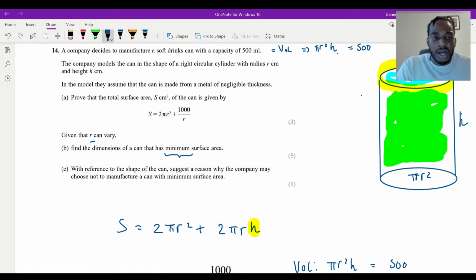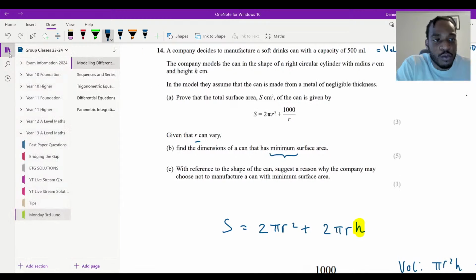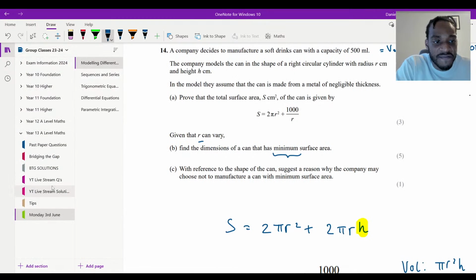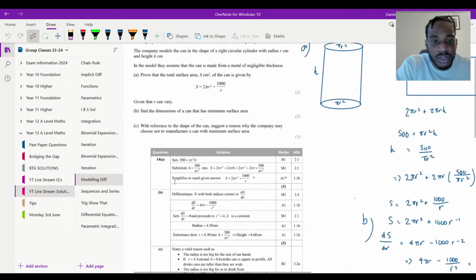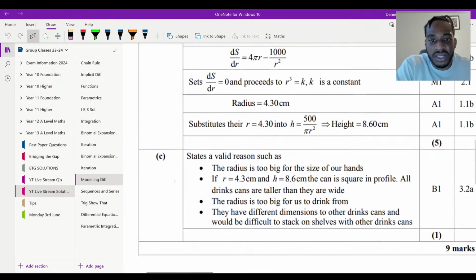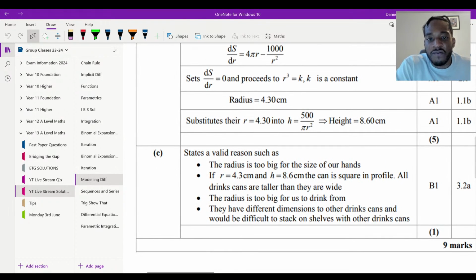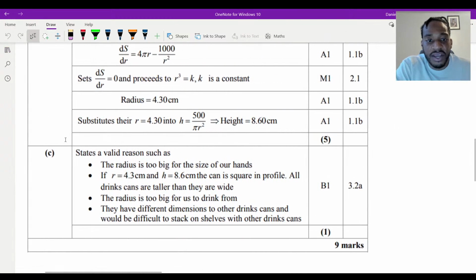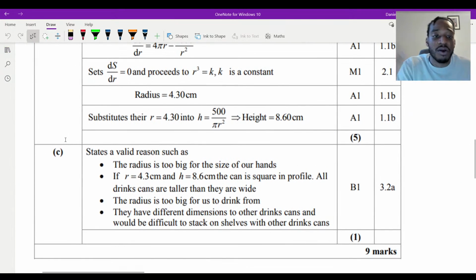So, yeah, what I'll do actually, I'll just show you what it says. Where's the solutions? I think I've got it here for this one. So this is what it said here, right? State a valid reason. So the radius is too big for the size of our hands. If R is equal to 4.3 and H is equal to 6, the can is square in profile. And they've just talked about the different dimensions and it being difficult to stack on the shelves.